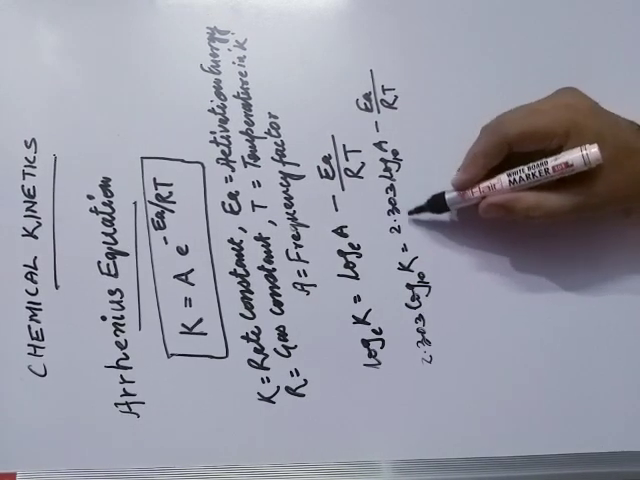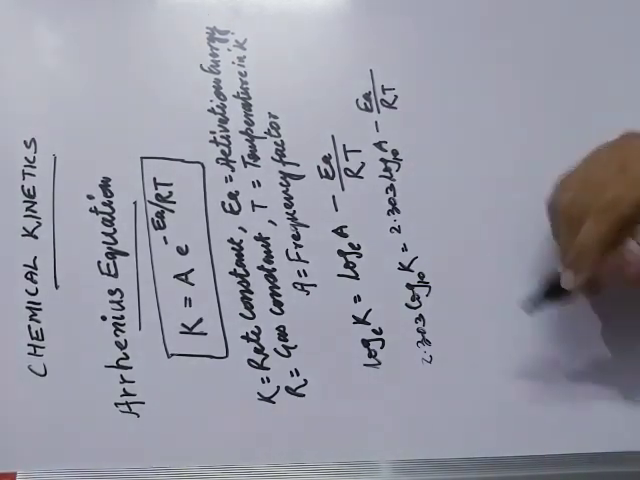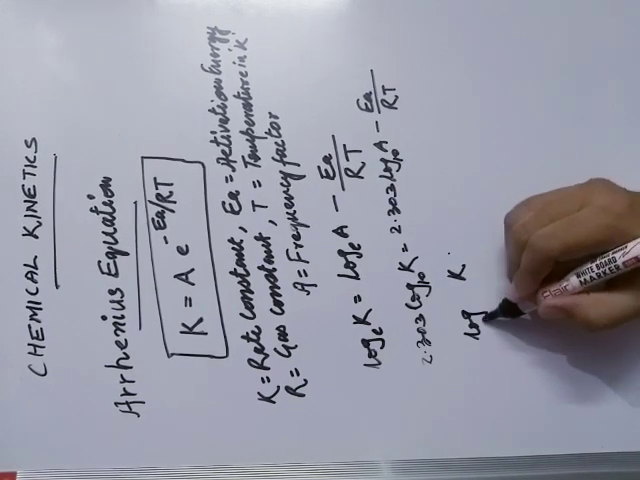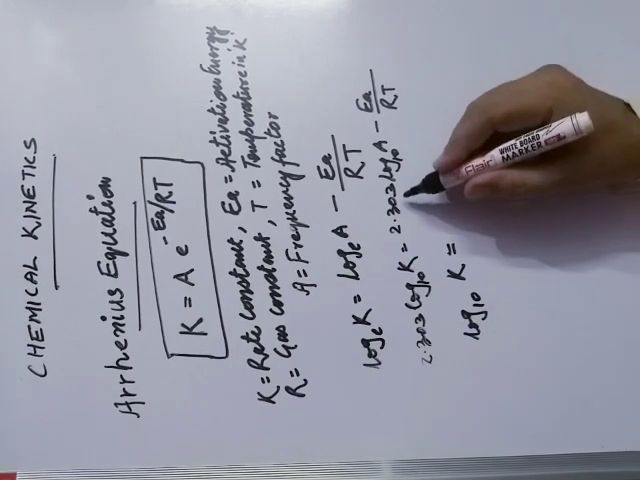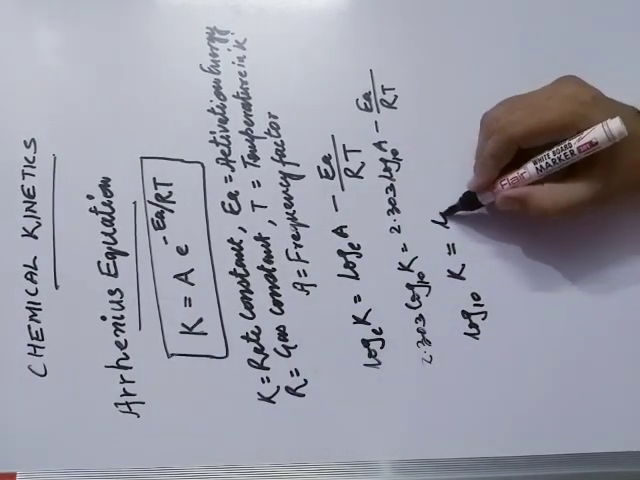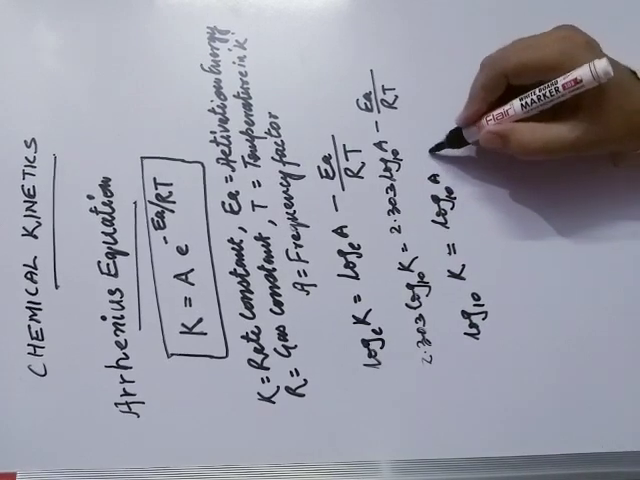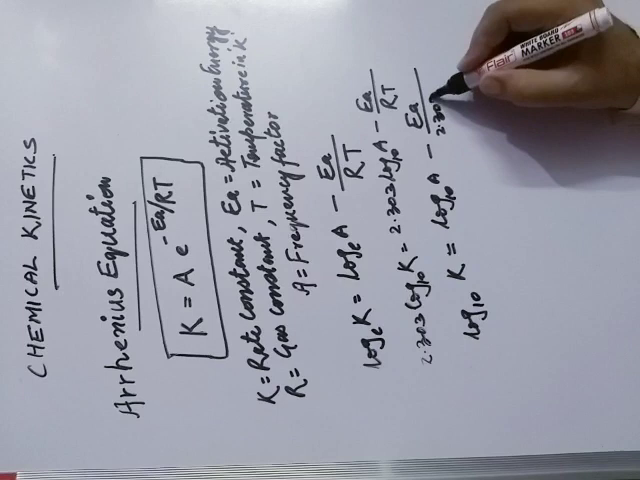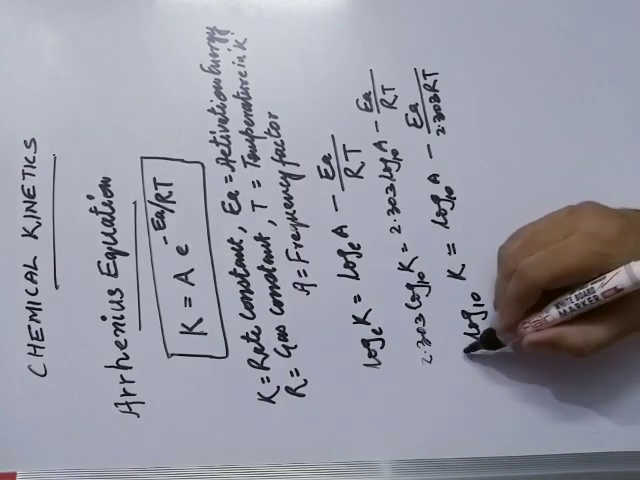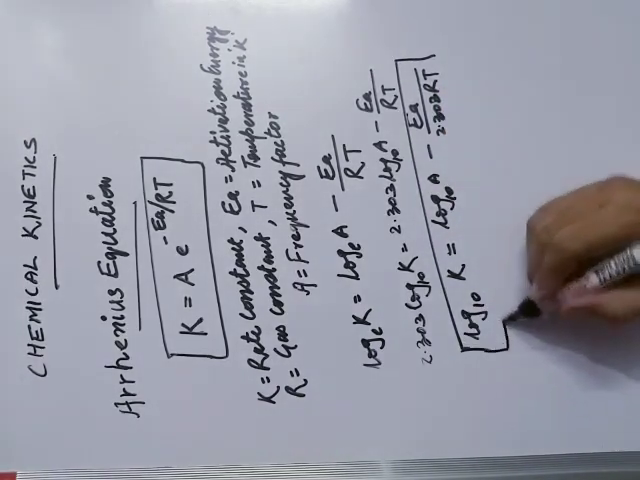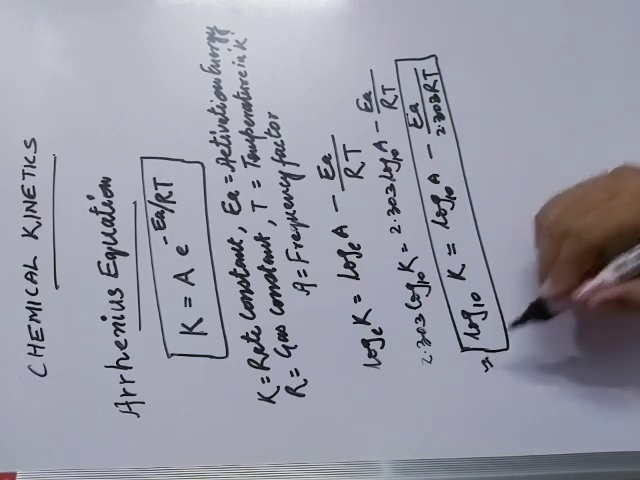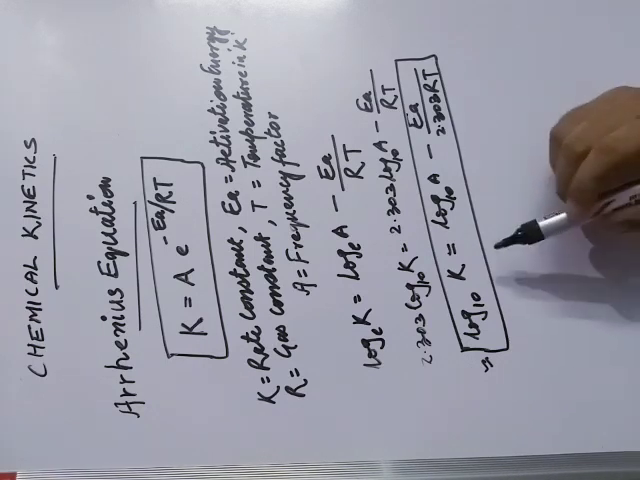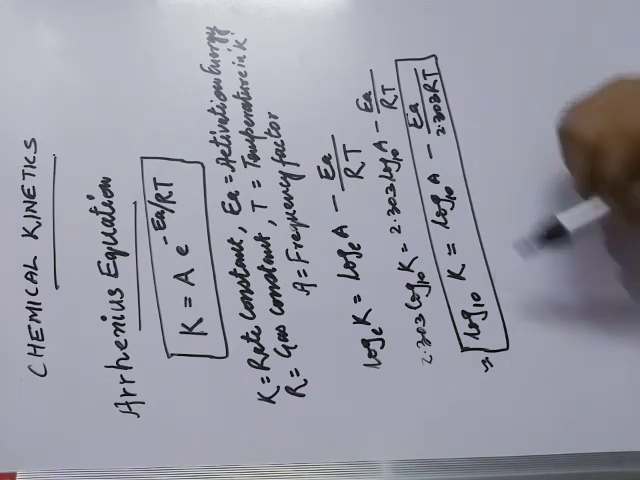If you take the common 2.303 and it is cancelled, then log base 10 K is equal to log base 10 A minus EA upon 2.303 RT. So this is the log form of the Arrhenius equation, and this equation will be used for numerical purposes.